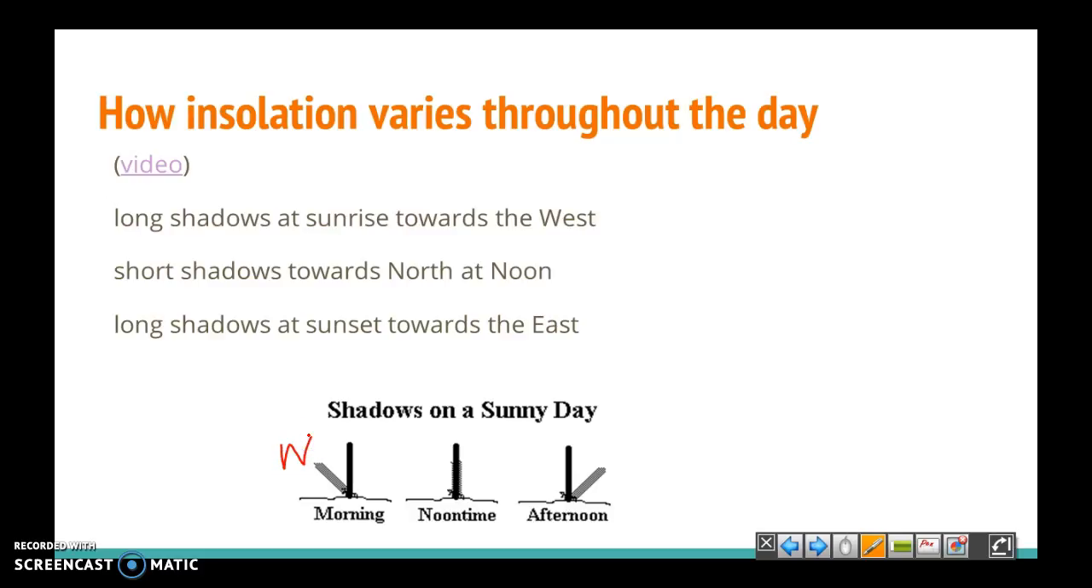That must be west, right? Because the sun is rising over here in the east, okay? By noontime, the shadow is very short and it's right behind it. And in the afternoon, then this shadow is the opposite. It must point east, and over here must be our sun in the west.